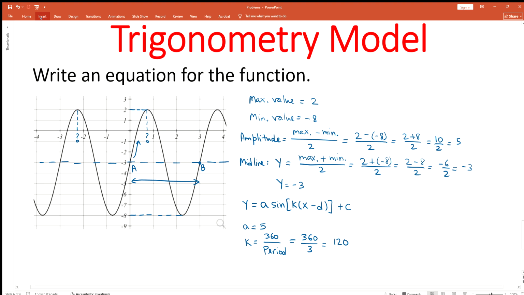Next, we can find the d value. D represents phase shift. In the given graph, the midline crosses the curve on the vertical axis, so the phase shift for sine function is equal to 0. And the c value is equal to the midline value, -3. We can use these values to write the equation of the function.